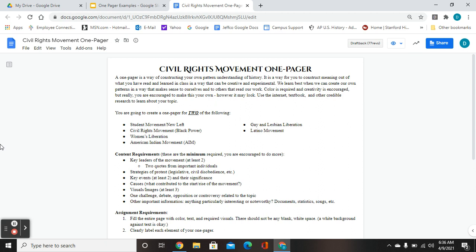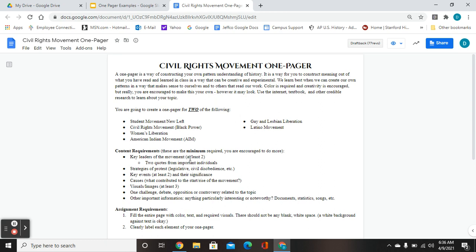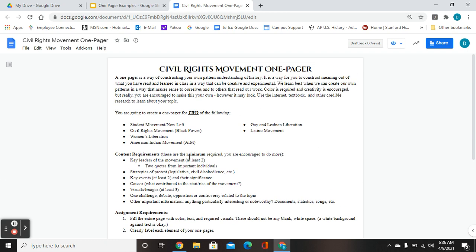And then make sure to label each of your elements. Make sure you label who the key leaders are, label what the strategies are that you're showing, label the key events, label the causes, right? So it's fairly obvious when I'm looking at it and grading it that I go, oh, yep, there's that element, and there's that element. Okay, so that's your one pager.